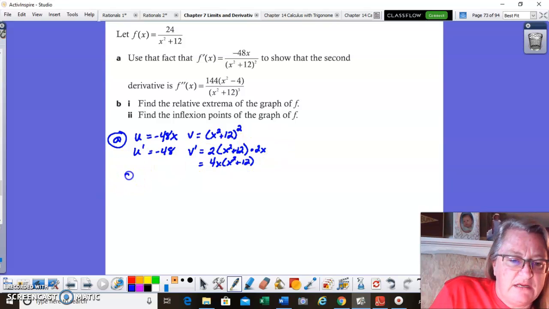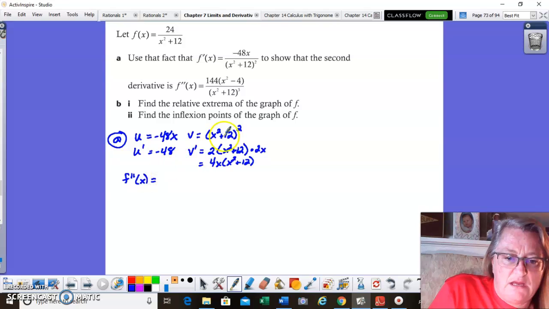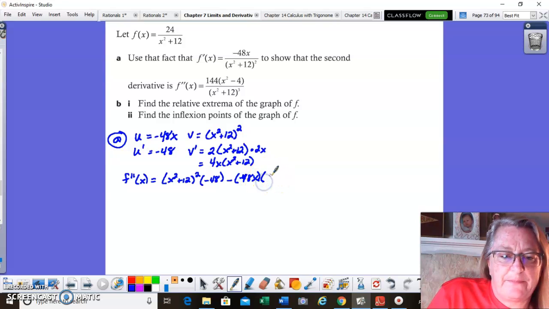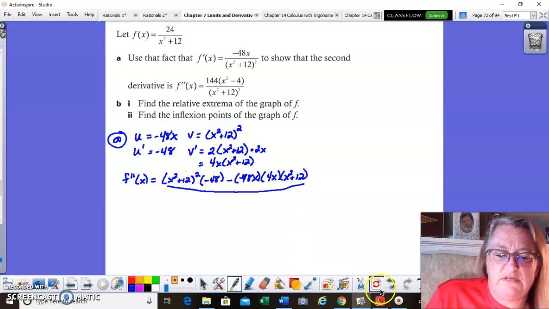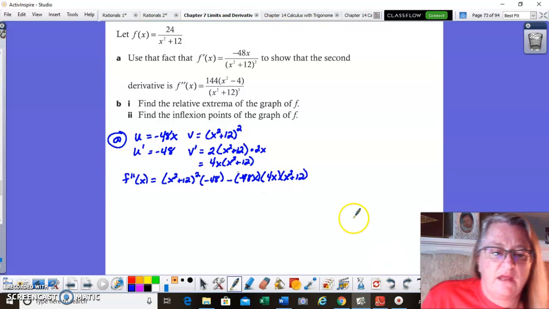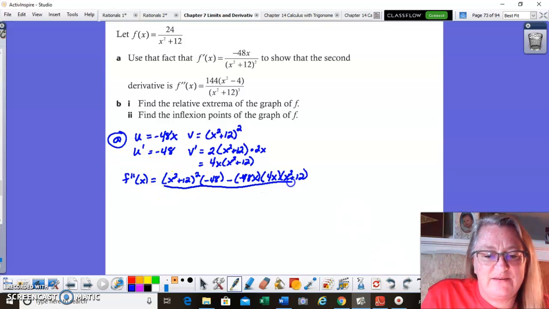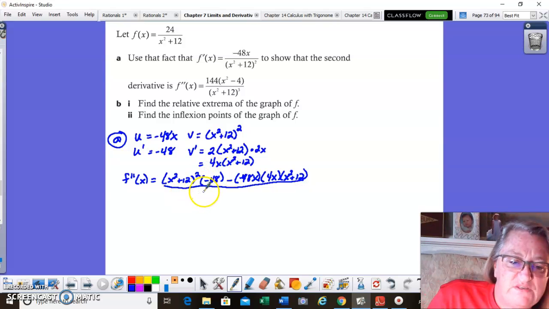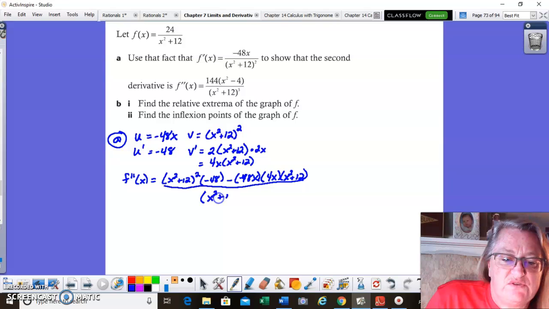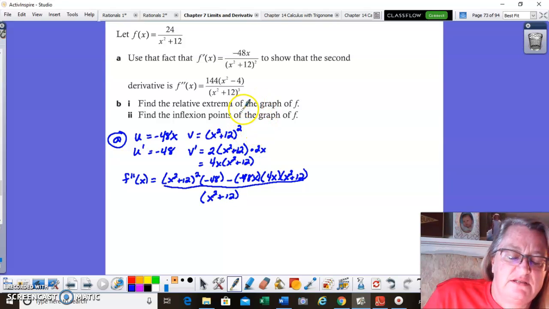And now I set up my quotient rule. So I have my x squared plus 12 quantity squared times negative 48 minus negative 48x times 4x times x squared plus 12, and that's all going to be divided by v squared, so that's x squared plus 12, and something squared to the second power is going to be now to the fourth power.